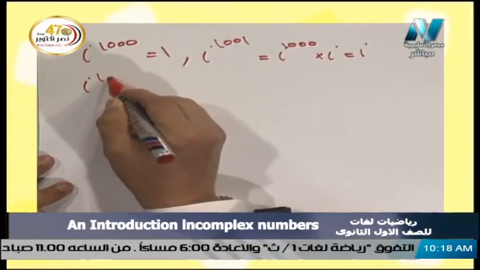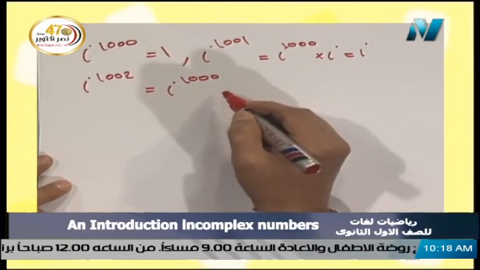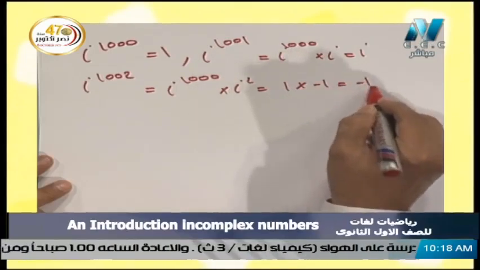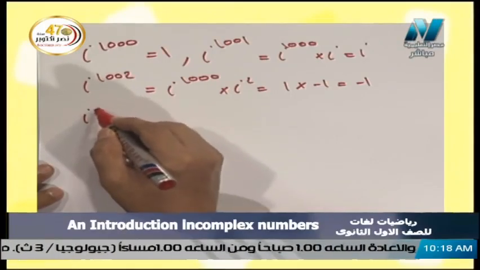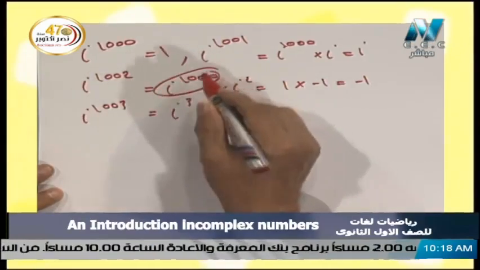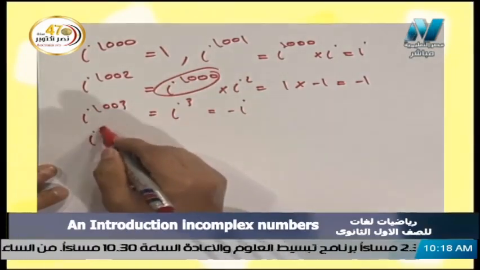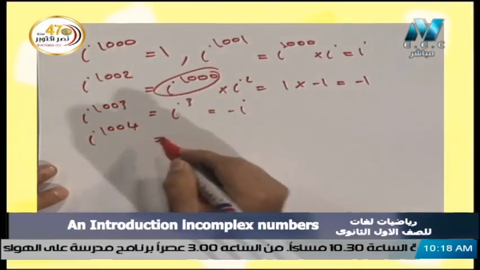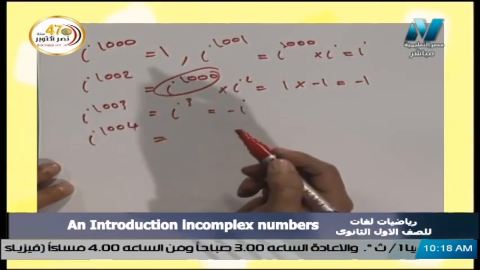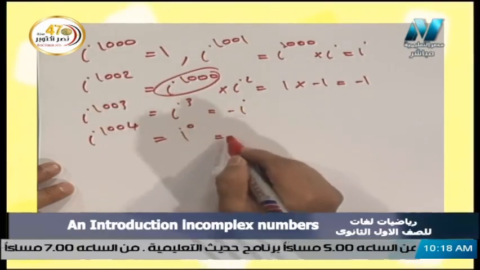What about i power 1002? It's i power 1000, which is a multiple of 4, so it's 1 multiplied by i power 2, which is negative 1, so 1 multiplied by negative 1 equals negative 1. What about i power 1003? It's of course i power 3, because i power 1000, as we said before, is 1, and we know i power 3 equals negative i. What about i power 1004? We know that 1004 is divisible by 4, so we have no remainder. The remainder here is 0, so it's 1. We can say i power 0 is 1.